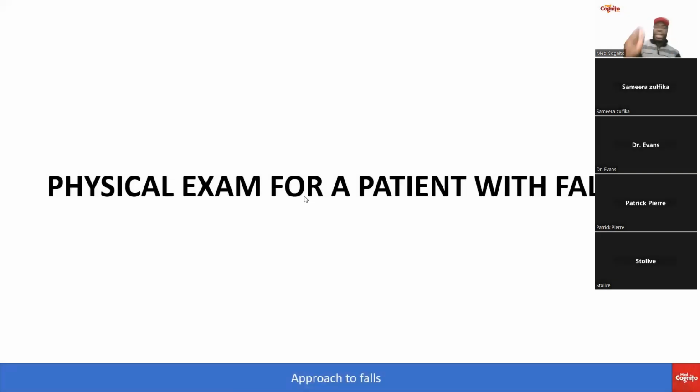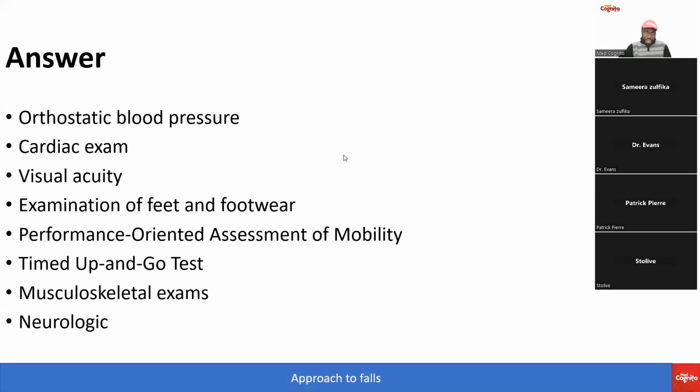If you have a patient who has had a fall, what are the things you want to know on physical exam? We said that orthostatic hypotension was one of the serious risk factors. So orthostatic blood pressure will be one of the things you want to know.